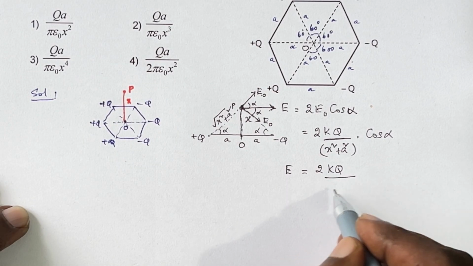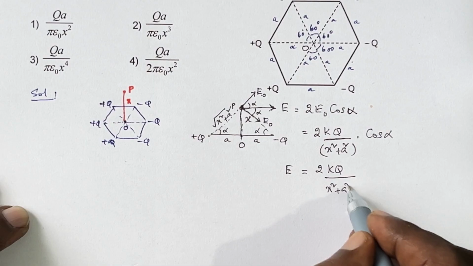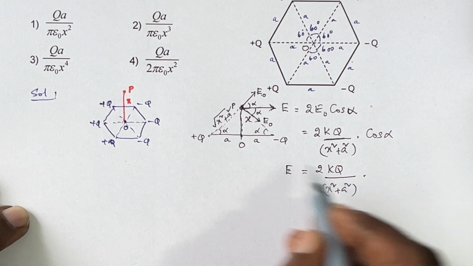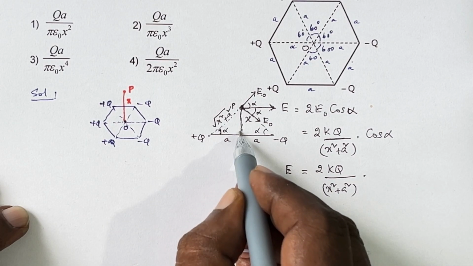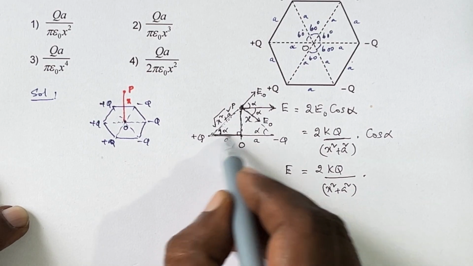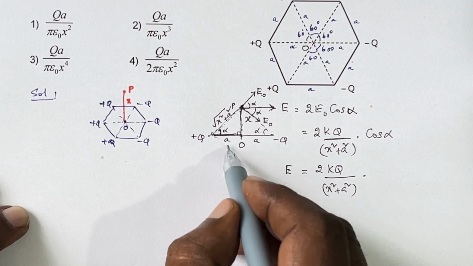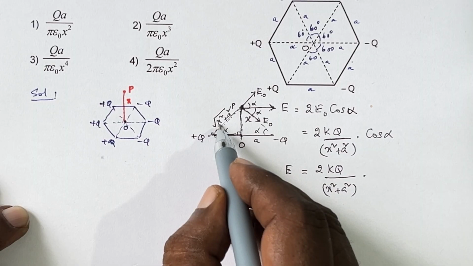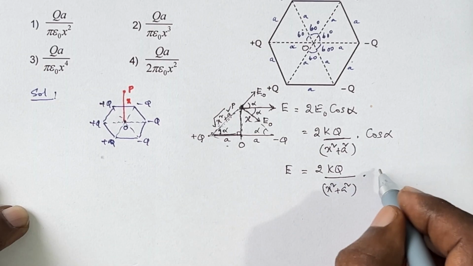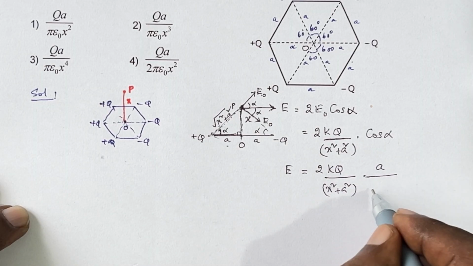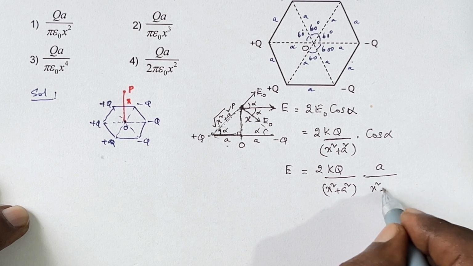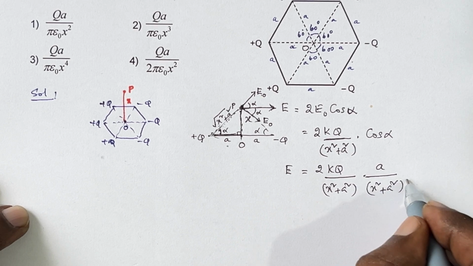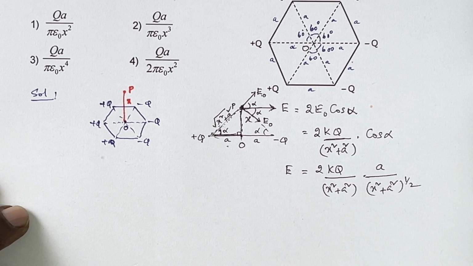2kq by x square plus a square into cos alpha. This is the alpha. This is a right angle triangle. Cos alpha is adjacent side by hypotenuse. Adjacent side is a, hypotenuse is root of x square plus a square. So adjacent side by hypotenuse is a by root of x square plus a square. I will write root as power 1 by 2.